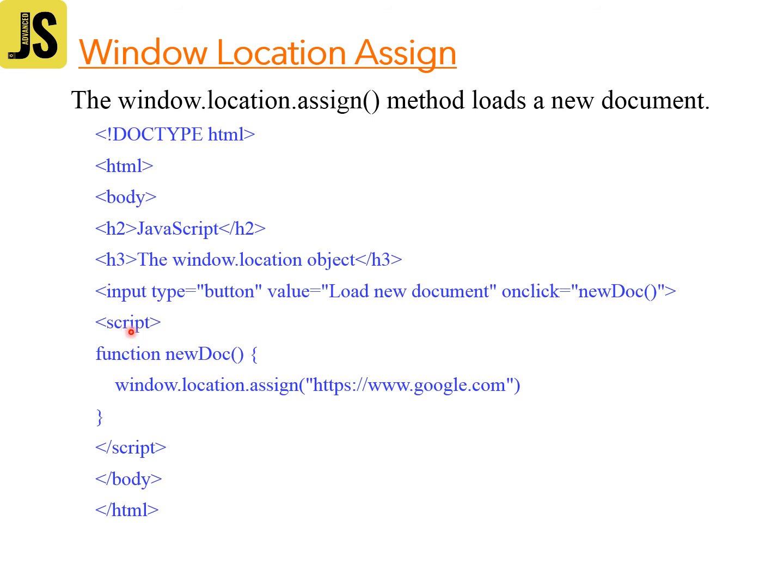So we have the script tag. Inside the script tag, a function is defined: function newDoc, window.location.assign("https://www.google.com"). So whenever this HTML web page is loaded, a header is there, JavaScript, then window.location object as another subheading, then after the subheading a button with the value Load new document. Whenever the user clicks that particular button, this function will be executed. As a result of this function execution, the google.com web page will be displayed.